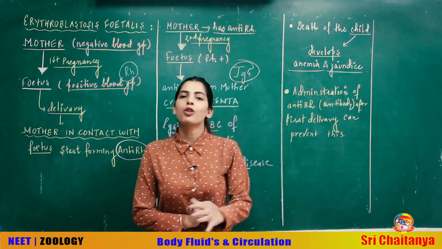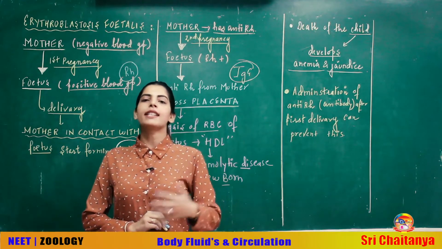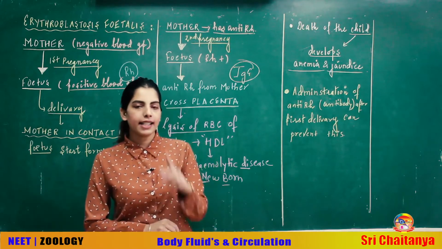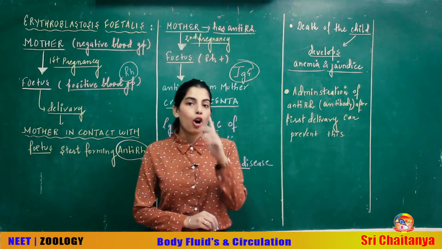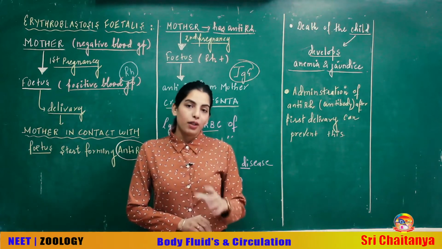The fetus generally develops jaundice. The baby generally develops jaundice and anemia and may die. That is called as erythroblastosis fetalis or hemolytic disease of the newborn. But it can be prevented.